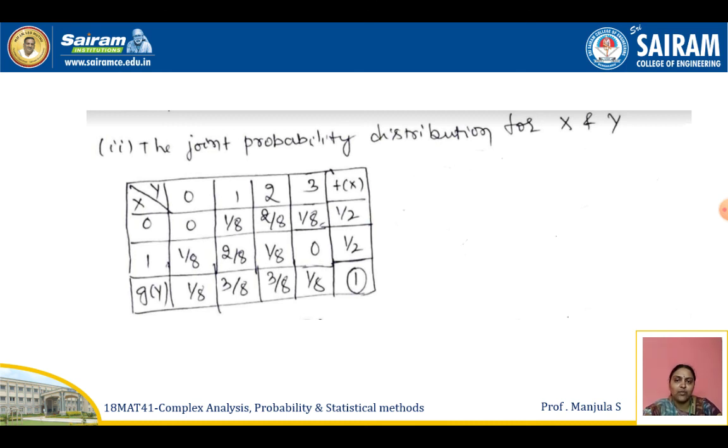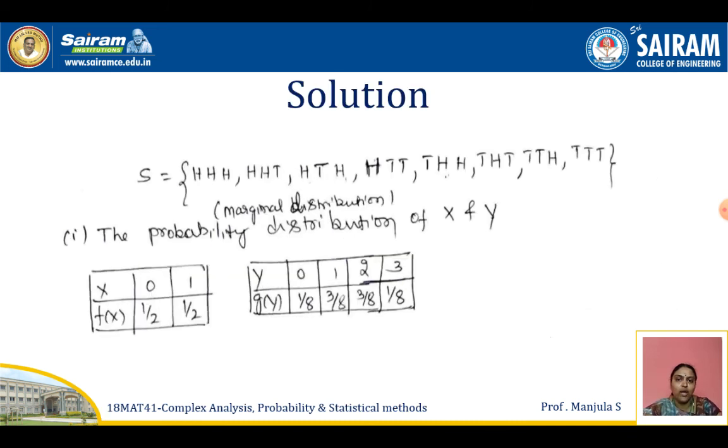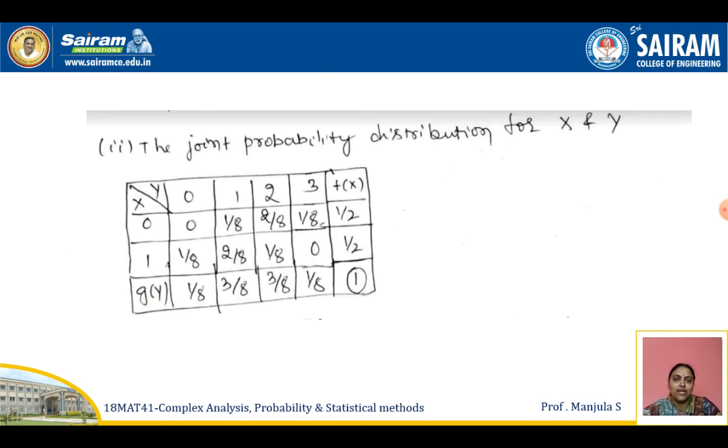J12 is nothing but probability of x equals 0 and y equals 1. It means the second value. I already wrote that it is 1 by 8. You just see here, x equals 0 and y equals 1. See the previous slide. X equals 0 is nothing but the first toss head has to come. It means the first 4 chances. And the next, y equals 1, means only one head has to come. Only one chance will be there, that is HTT. So out of 8, only one is possible. So the solution is 1 by 8. Similarly, we have to find the remaining also.